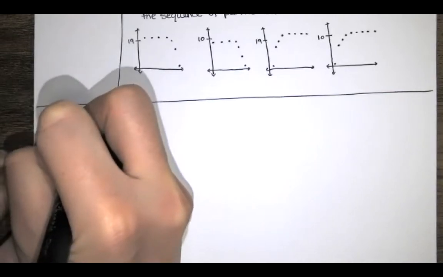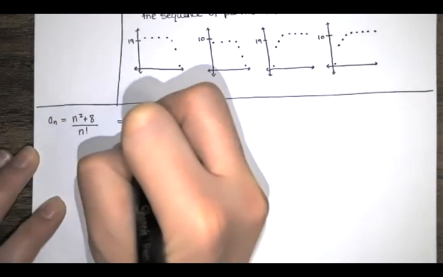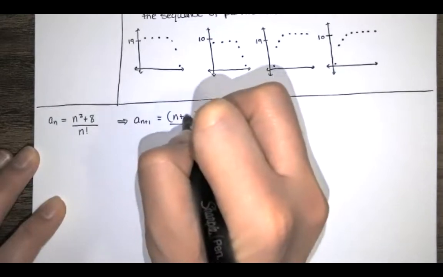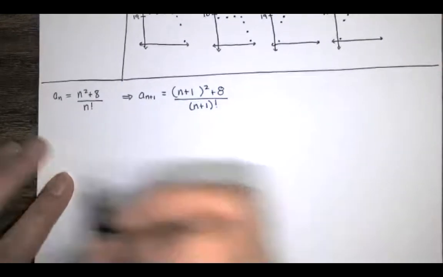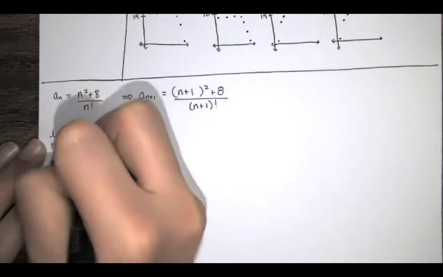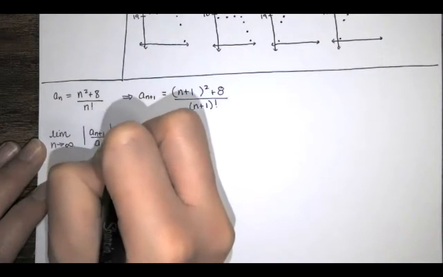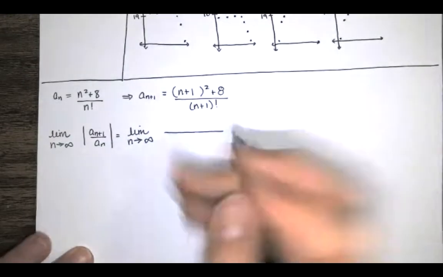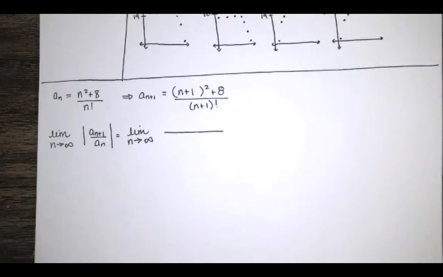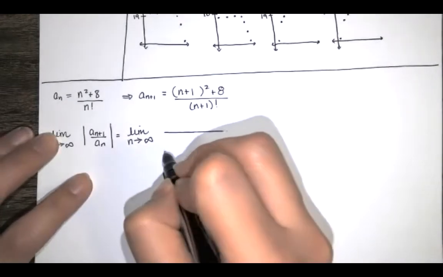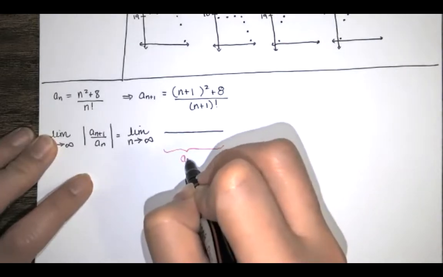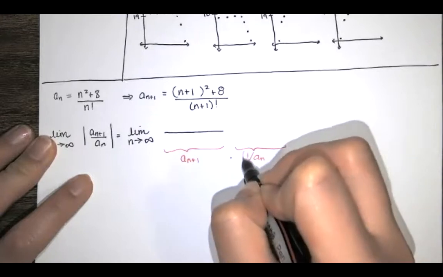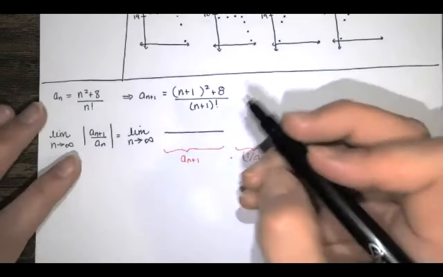A sub n was (n squared plus 8) over n factorial. That means our a sub n plus 1 is this. You just replace n with n plus 1. And now we want to take the limit as n goes to infinity of the absolute value of a sub n plus 1 over a sub n. Since these terms are positive all the time, we don't really need the absolute value. And since I'm dividing a fraction by another fraction, I think I'll just multiply by the reciprocal. That'll make the algebra easier. So this first fraction will be a sub n plus 1, and then rather than dividing by a sub n, I'm just going to multiply by the reciprocal of a sub n. The absolute value of those is just that product because they're both positive.